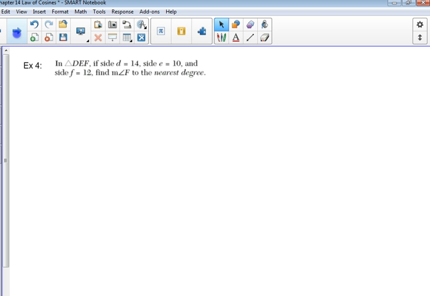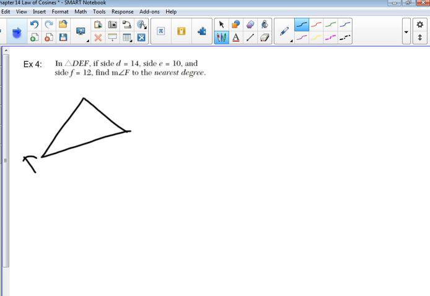Here, these next couple are right off Regents exams. Here's a good one. This time they do not have a picture, so please make sure you draw your picture, especially because now we have to figure out which angles match to which side. Make sure that the 14 is across from your angle B, same thing as that 10 and the 12. They're asking you to find the angle.